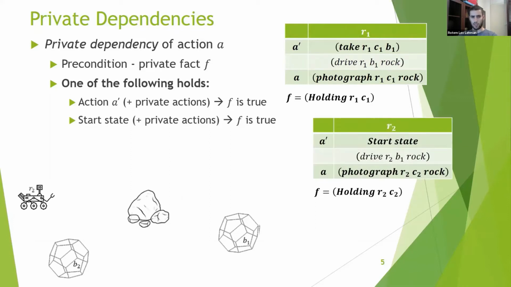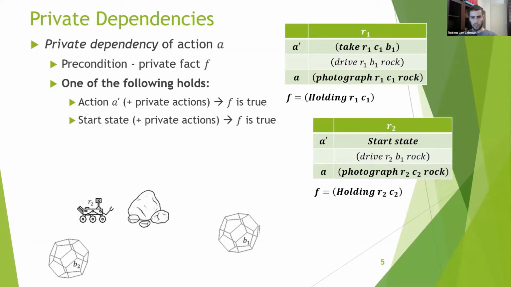For example, if R2 holds the camera C2 in storage at the start state, then it can drive to the rock and take a picture of it. So let's see the plan. Okay. This is a dependency between the start state and the action of taking an image of the rock.